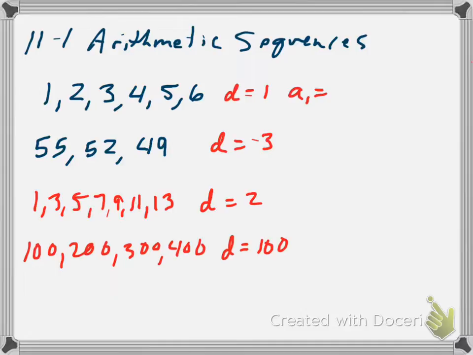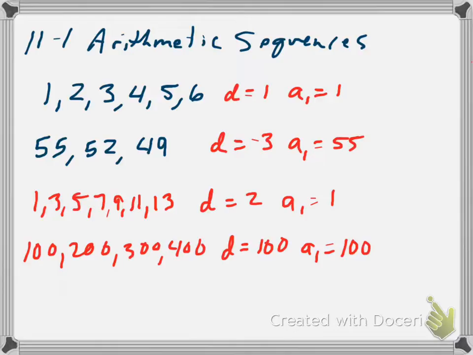So a sub 1 is the first term. So in our first sequence, the first term is 1. In the second sequence, the first term is 55. In the third one, the first term is 1. And in the fourth one, the first term is 100. Okay?